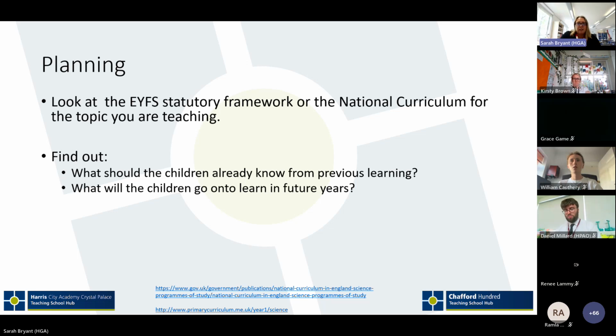So, for instance, if we looked at the EYFS statutory framework, or the national curriculum for your topic of teaching, you need to find out what the children should already know from previous learning, and what they will go on to learn in the future. You need to know that, so you know how far to push them, but also what to pull forward.